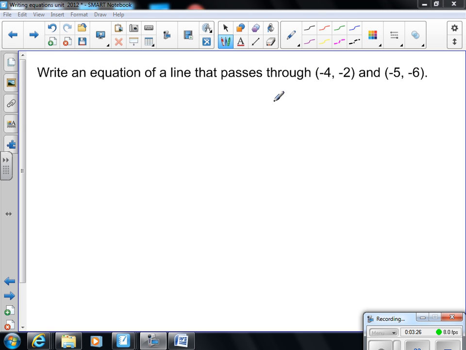Now it's your turn. Try to write an equation of the line that passes through the 2 points, (-4, -2) and (-5, -6). When you're finished, let's compare with your partner, and then I'll come around and check one of you.